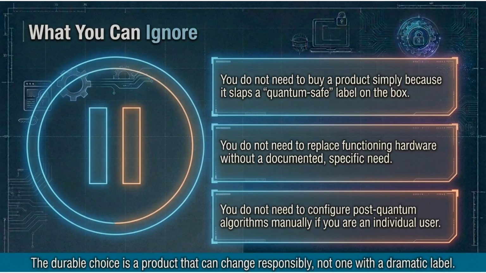Several things can safely be ignored. You do not need to purchase a product simply because a vendor has slapped a quantum-safe label on a box. You do not need to replace fully functioning hardware without a documented, specific technical need. And as an individual user, you do not need to manually configure post-quantum algorithms yourself. The durable and sensible choice is always to choose a product that can change and adapt responsibly over time, rather than chasing dramatic, hyped-up security labels that offer little real-world substance.